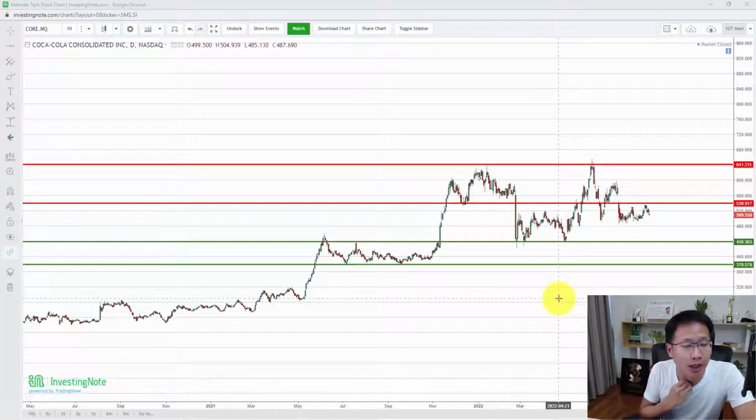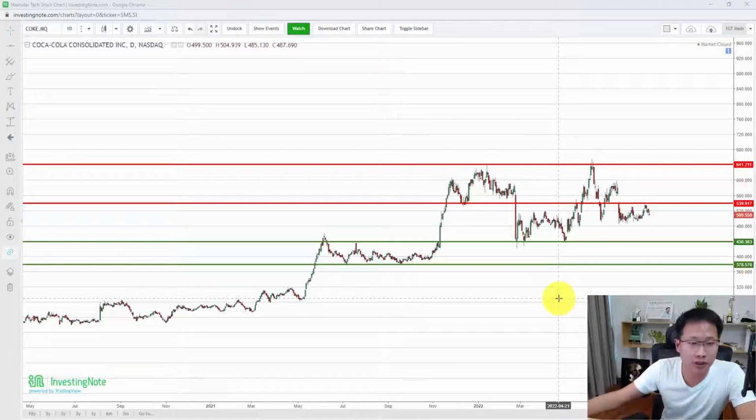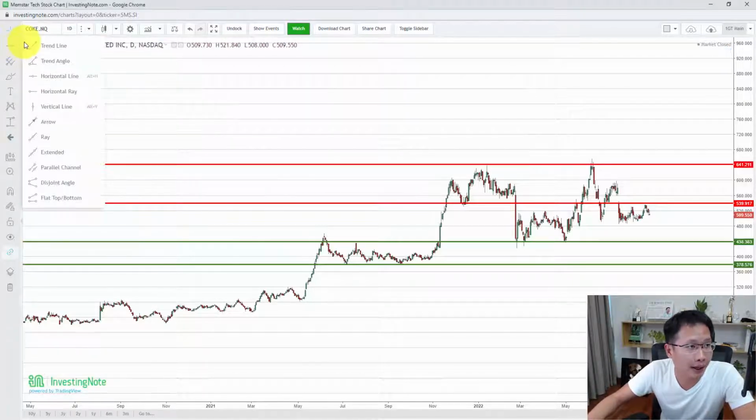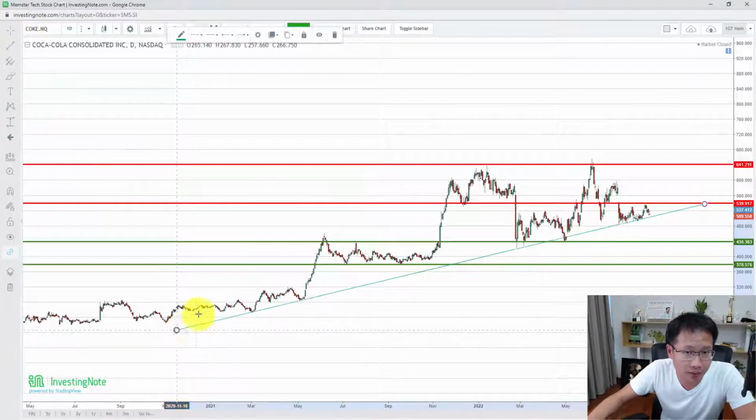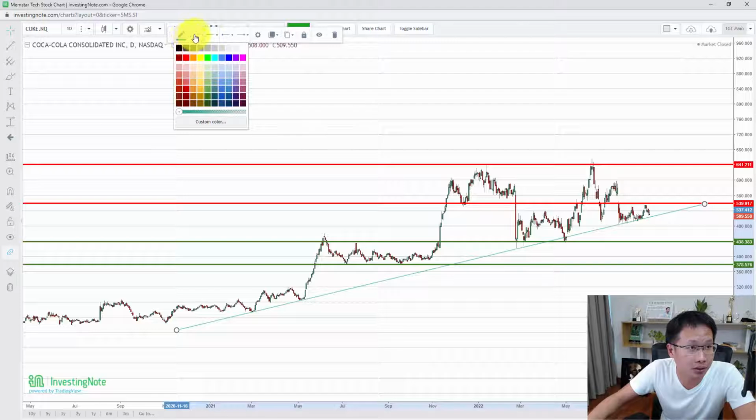Right, how do we tell that? We can look at the past few years, and we can see that it forms higher lows, so we can actually draw what we call an upward sloping channel support line. Look at this right here. Let me just put it in green in color.